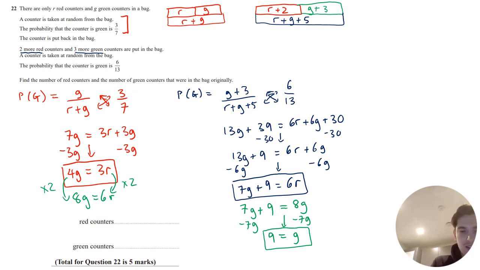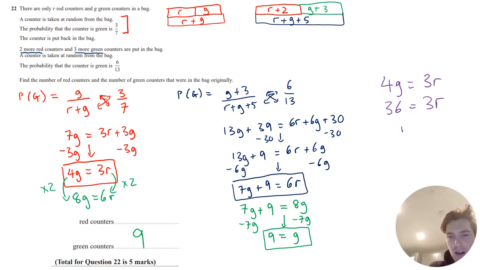So I've got, at the start, 9 green counters. How do I find how many red counters there are? Well, I could use any of the equations. Let's use 4G equals 3R. I knew that G was equal to 9. 9 times 4 is 36, so R is equal to 12. There were 12 red counters at the start.